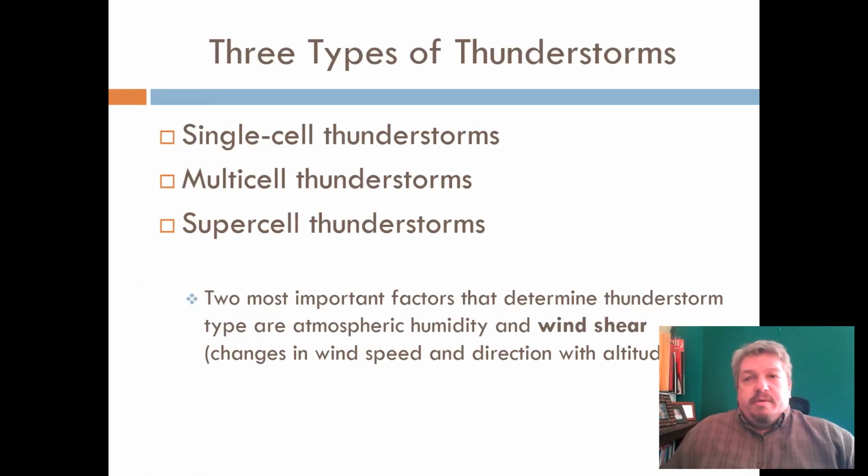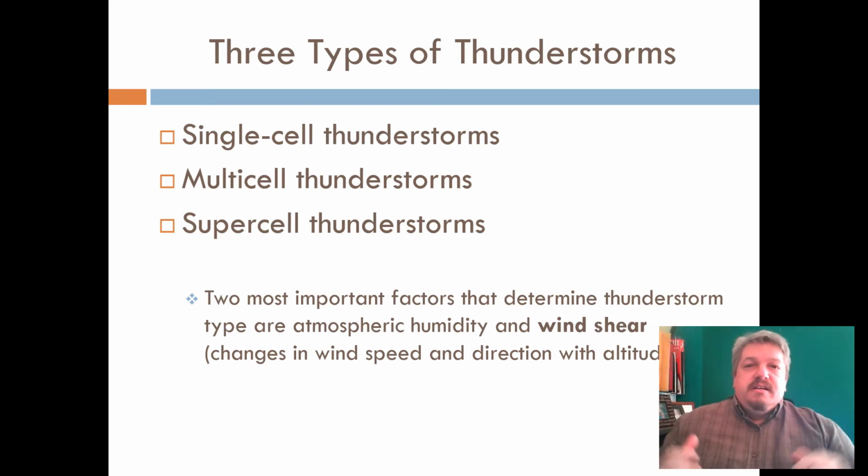All right, so thunderstorms. We have three main types: single, multi, supercell. Single cell is kind of the smallest unit, and supercells are the really damaging ones that are huge and sometimes even have tornadoes. So what determines this? Two things.